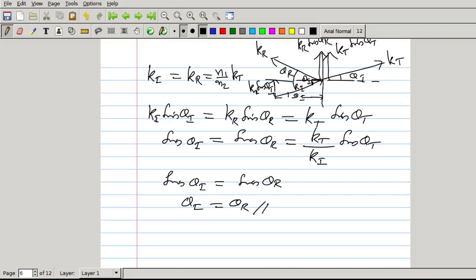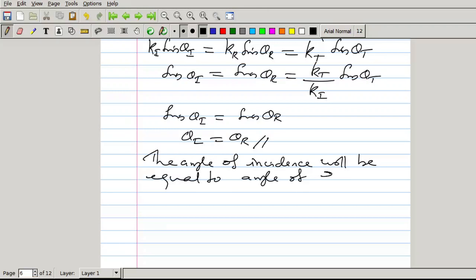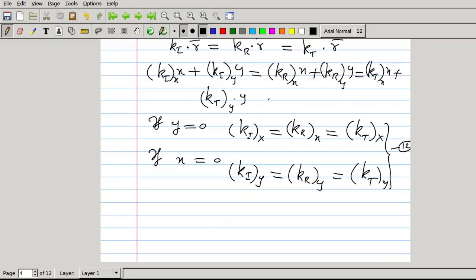That means the angle of incidence will be equal to the angle of reflection. This is the law of reflection. In the laws of reflection, one more law is there: the incident ray, reflected ray, and normal lie along the same plane. That you can obtain from equation 12, the condition in equation 12.